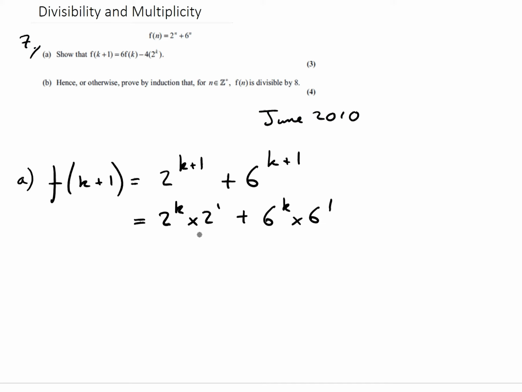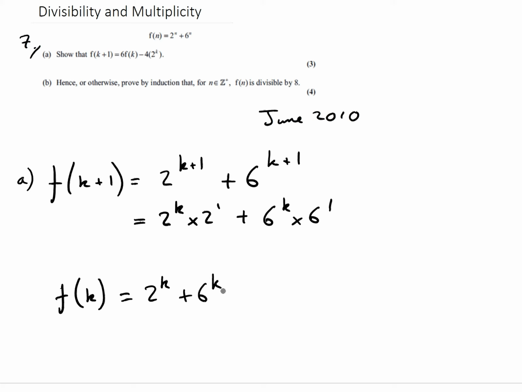But this still doesn't look like what I've got here. So let's have a look and see what I'm after. Well, I'm after something which has f of k in. At the moment, I have an expression for f of k, so it'd be good to have that expression in my mind. So let's write down what f of k is. Again, I'm going to use this f of n, because you see now that my n is k. So whenever I see an n, I just replace it with k. So it's 2 to the power of k plus 6 to the power of k.